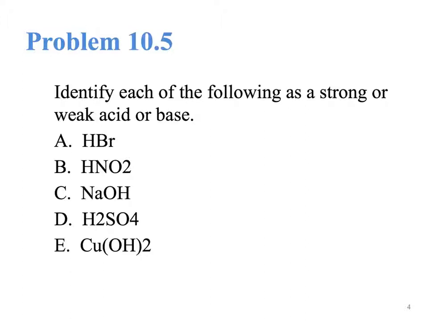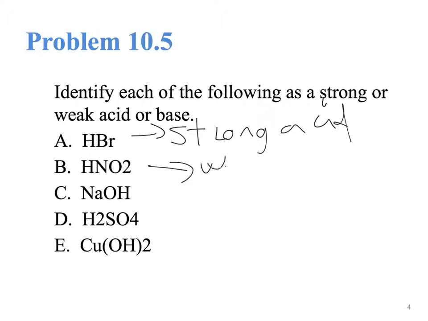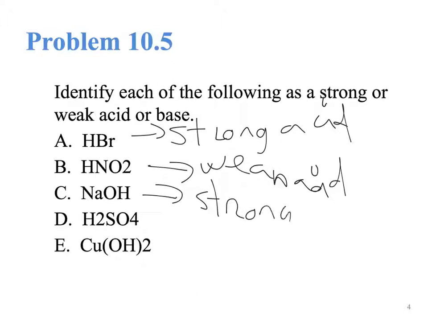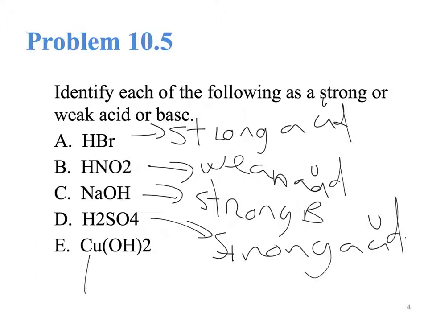So let's identify these acids or bases as strong or weak. This is a strong acid. This is a weak acid. This is a strong base. This is a strong acid. And this doesn't have a metal from group 1 or 2, so this is a weak base.